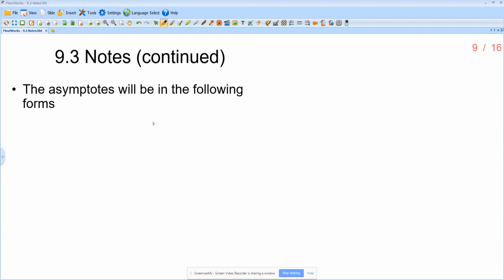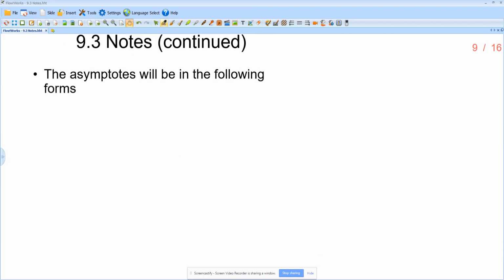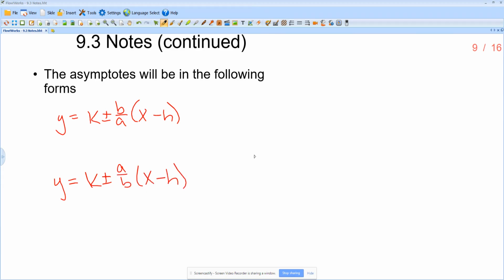Asymptotes will always fall in the same sort of pattern. So we have y equals k plus or minus b over a times x minus h, and y equals k plus or minus a over b times x minus h. Now this is for a horizontal transverse. Let's put, oh my goodness, just don't even spell. You know, this is why I teach math. Transverse. And this is for a vertical transverse.